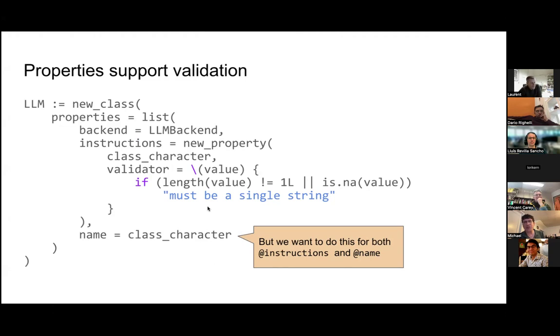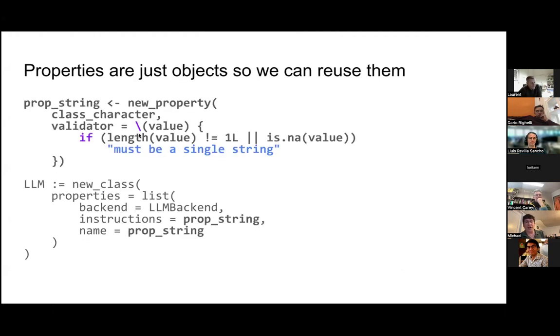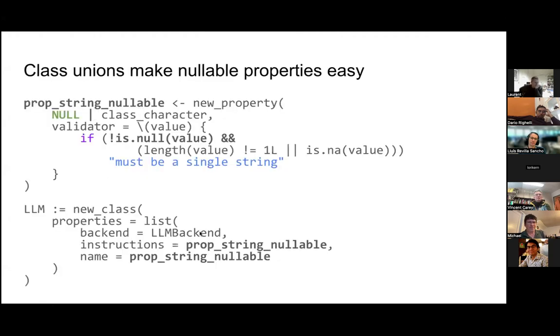You could do that in a function, like have a validator function you share. But another way, because these properties are just objects, you can define the property once, and then reuse the same property multiple times. They're property definitions, metadata, and they don't actually store any data. So you can reuse that property object in multiple places. That's pretty fun.